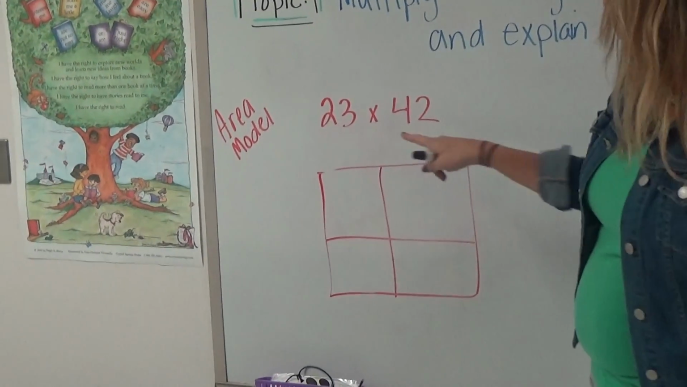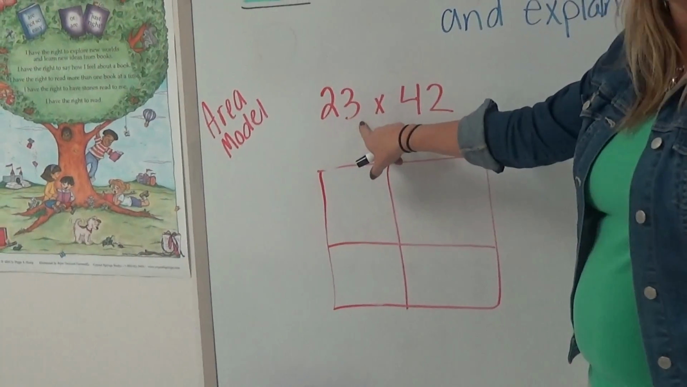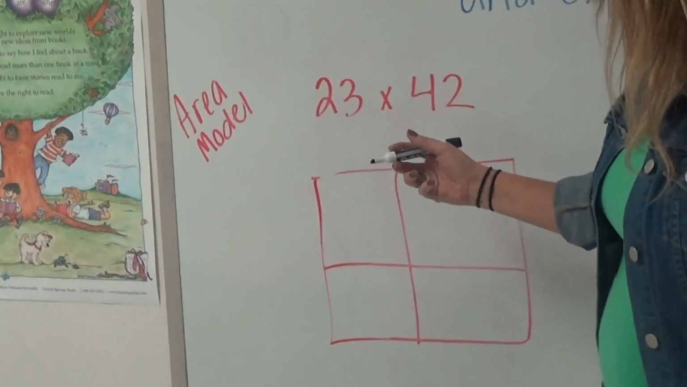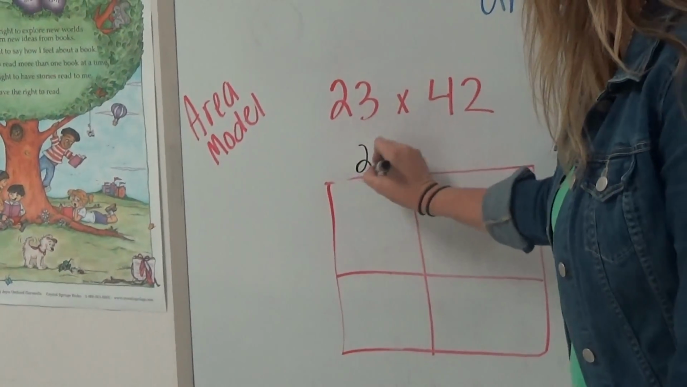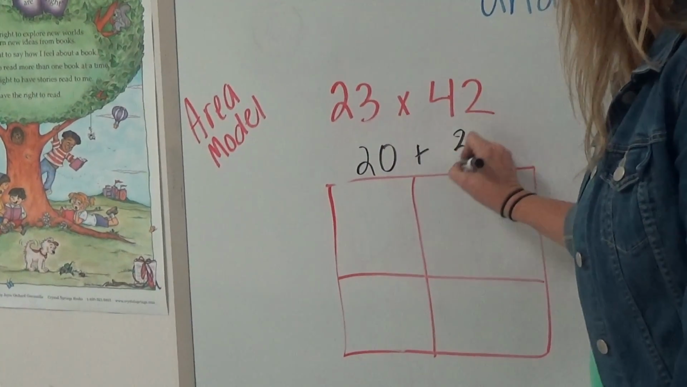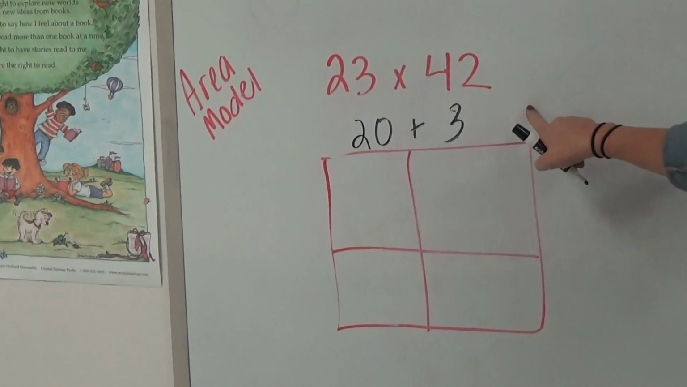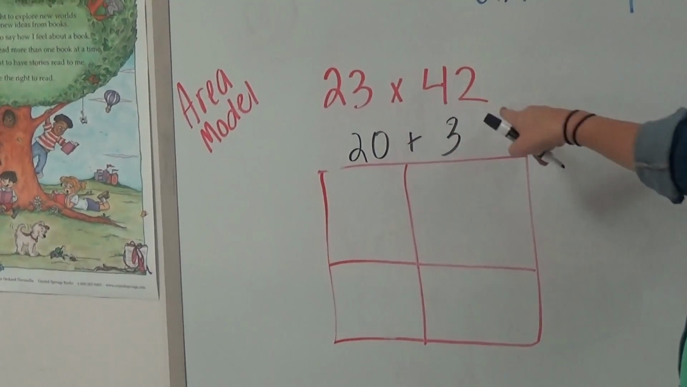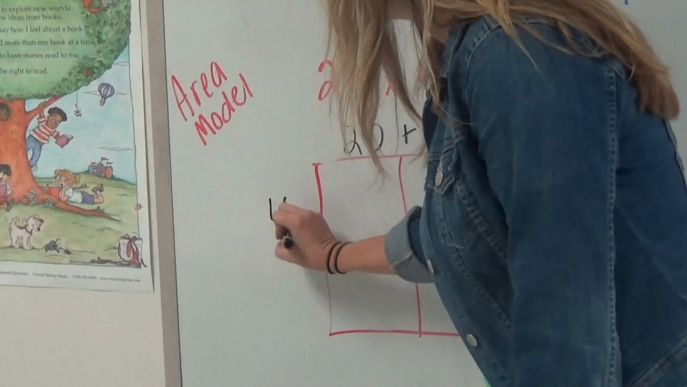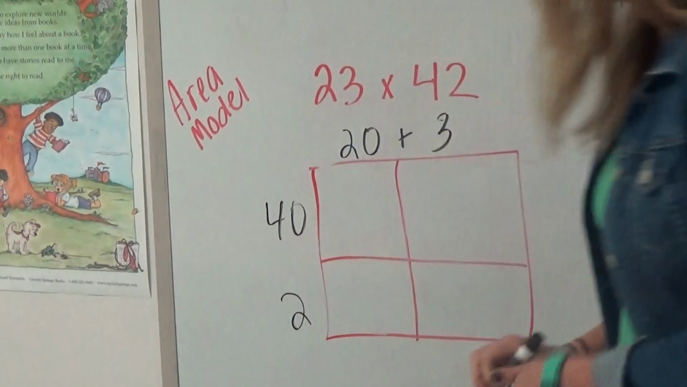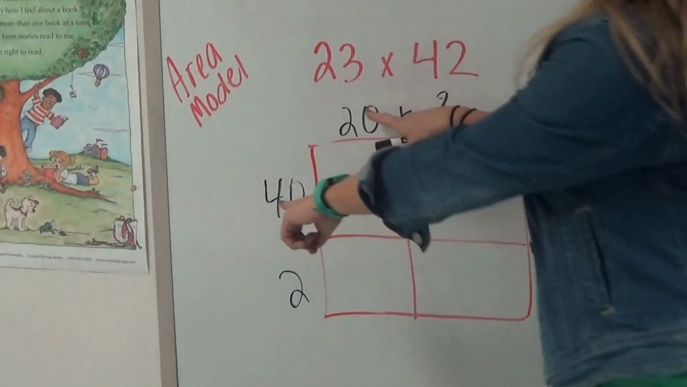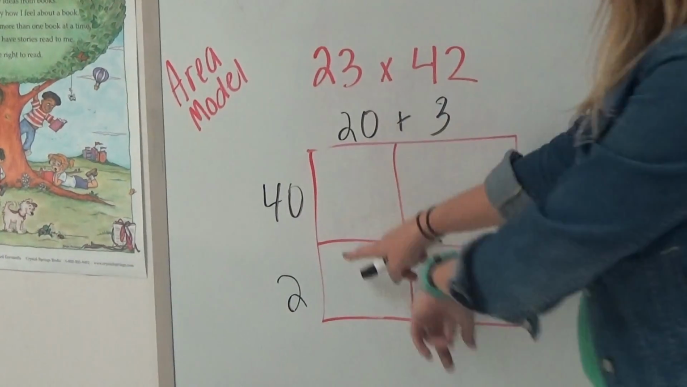In the area model, we're going to first break apart our numbers into 2 easier numbers. So we have 23, and we can break that apart into 20 and 3, just like we did at the beginning of the year with place value and our expanded form of our numbers. So we have 20 and 3, and then we're going to break 42 up into 40 and 2. Then we're going to multiply our numbers in each box.